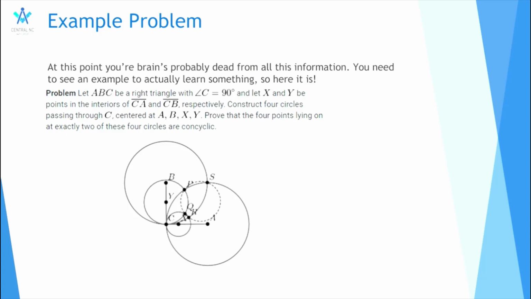I'm sorry, but here's an example problem. You can put your mind to it and see how it goes. Problem: let ABC be a right triangle with angle C equal to 90. Let X and Y be points in the interiors of segments CA, CB, respectively. Construct 4 circles passing through C, centered at A, B, X, Y. Prove that the 4 points lying on exactly 2 of these 4 circles are concyclic.